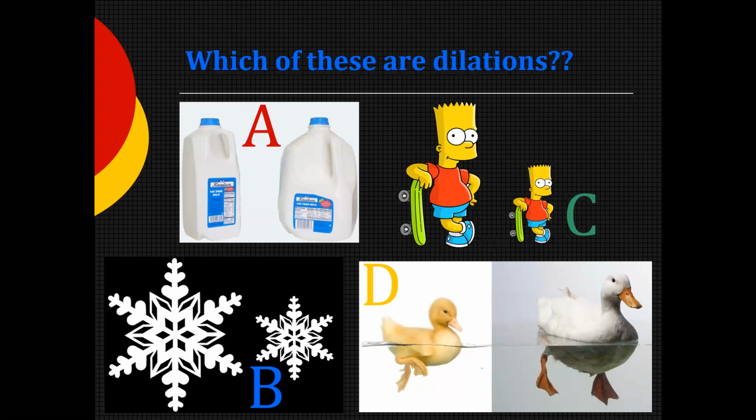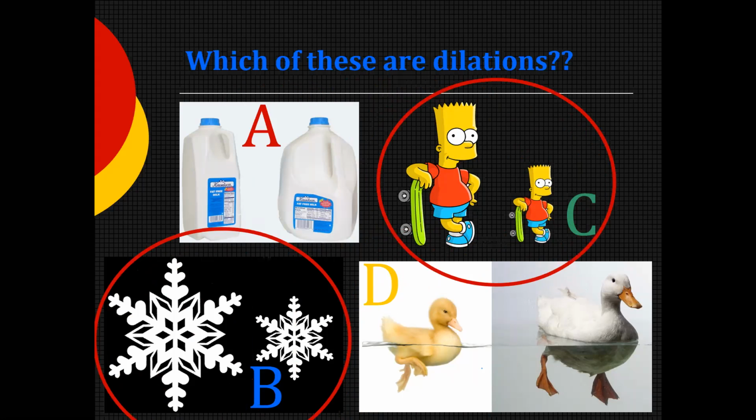What happened to D? That's two different ducks. That duck over there has his legs kind of like it's swimming, one on top of the other. And the other one, that's your baby and that's the mother. So that's not a dilation. A dilation is just getting one thing bigger or one thing smaller. So you are correct. Your answers are B and C.